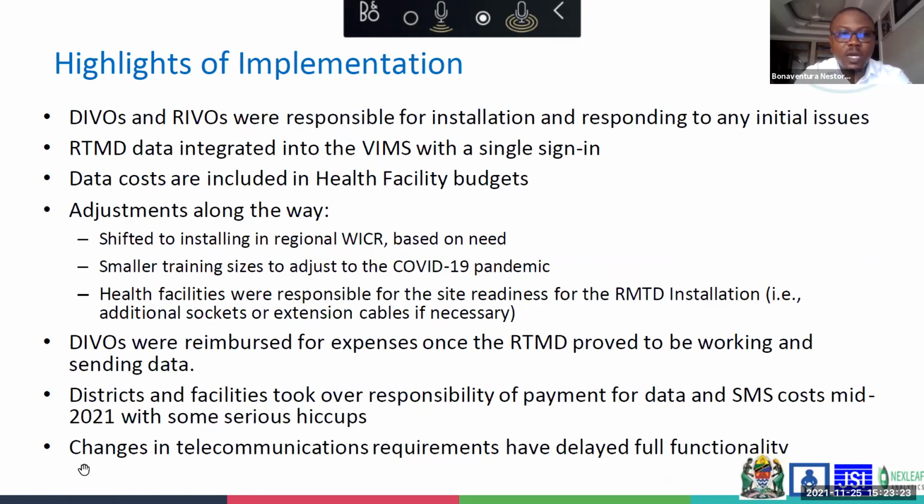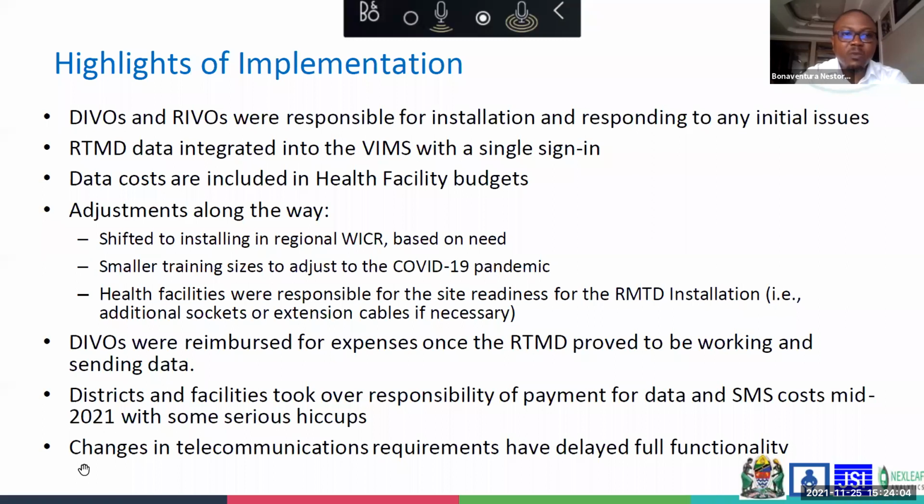This is the highlight of the way we went through the implementation process, whereby, as I said earlier, district and regional immunization focal persons were responsible for installation of the devices after training. The good thing is that these remote temperature monitoring devices were integrated into the vaccine information management system, whereby currently these regional officers have only a single login into the system. So through the single login, they are able to view the stock management system as well as the temperature monitoring system dashboards.